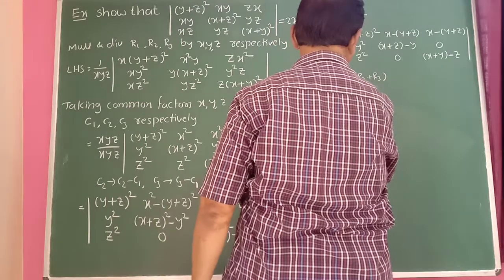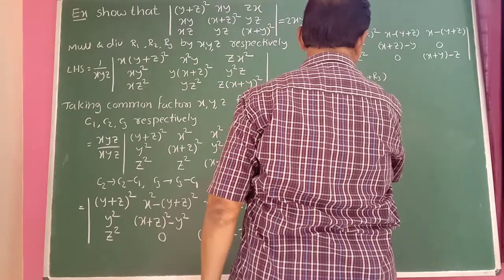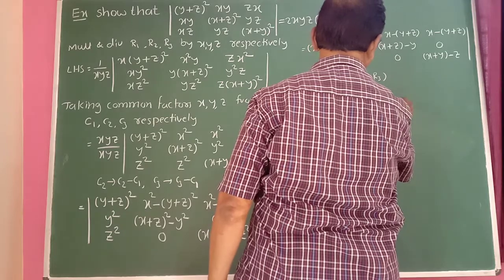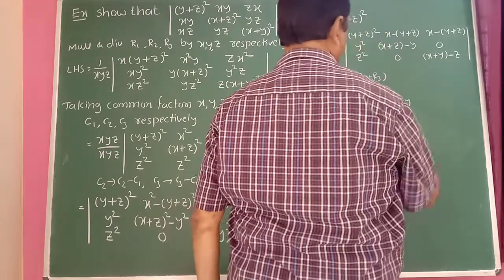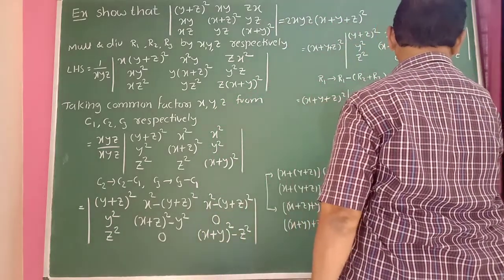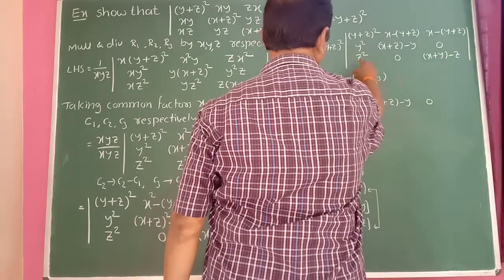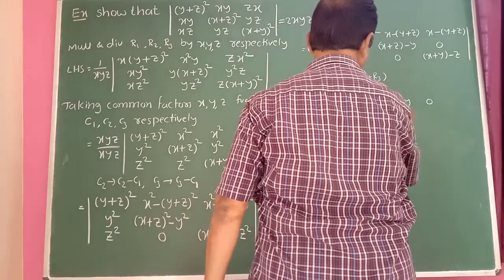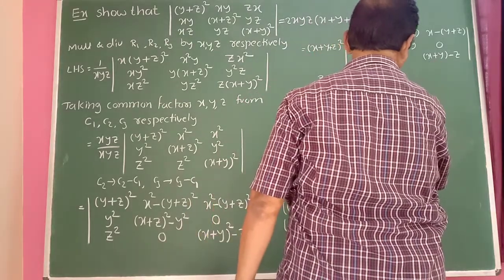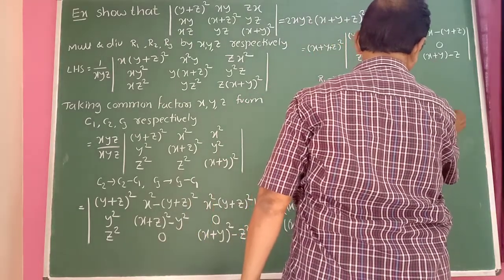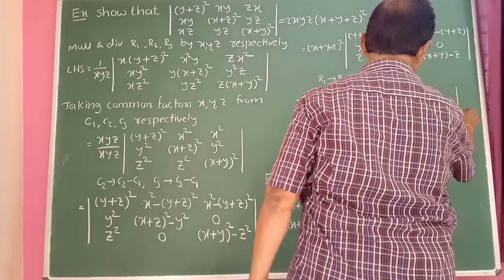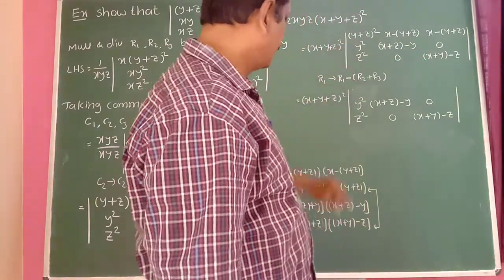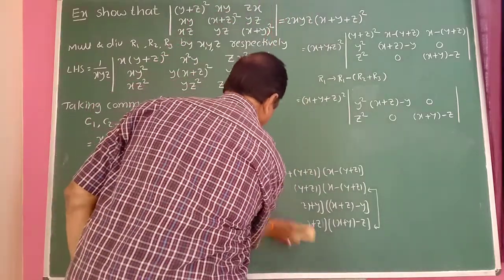So y square, then x plus z minus y, x plus z minus y, and this is 0. Second element keep as is. And here z square, z square. Then it is 0. Then write this one here, x plus y minus z. Second and third row keep as it is here. Only the first row changes here. Okay. Now you observe here.